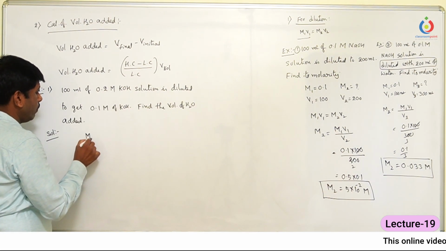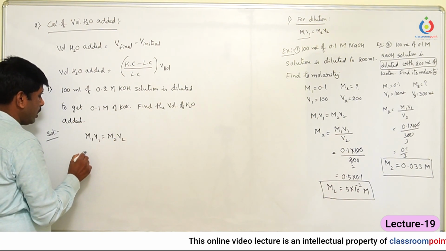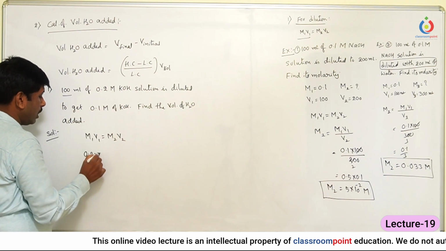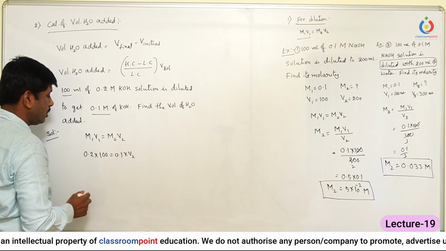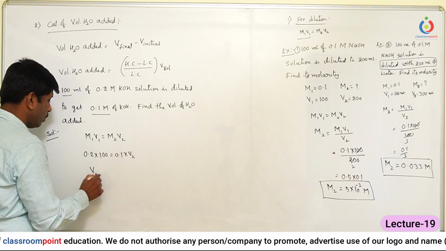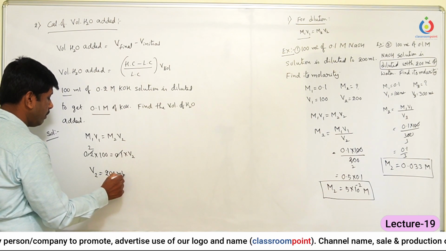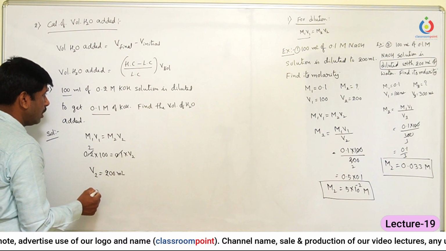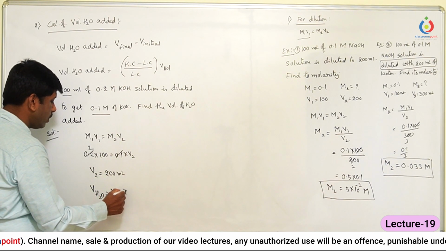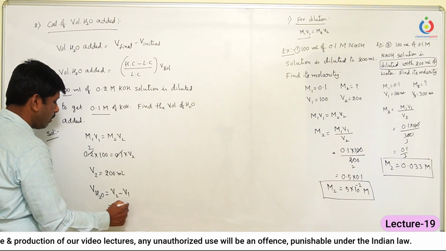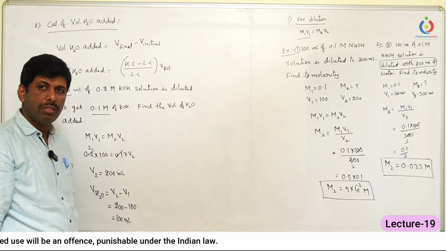So M1 V1 is equal to M2 V2. M1, the initial molarity, is 0.2. The initial volume is 100 ml. The final molarity is 0.1. The final volume of the solution is not known and has to be calculated. So V2 goes simply 2 times, which is 200 ml, the final volume of the solution. The initial volume is already 100 ml. So the volume of water to be added is V2 minus V1, that is 200 minus 100, so we need to add an extra 100 ml.